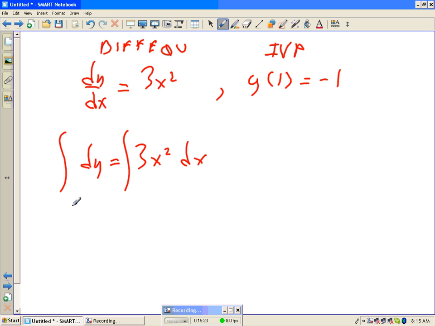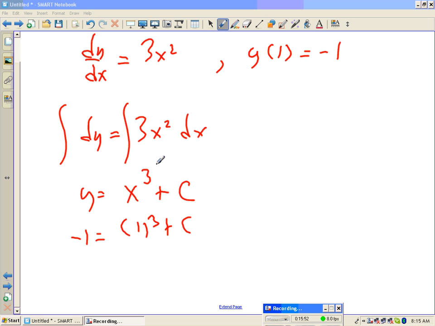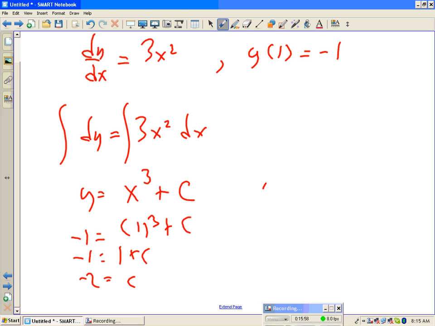You can anti-differentiate. What is the antiderivative of dy? Just y. What's the antiderivative of 3x squared? We just figured it out before. X cubed plus c. How do you get the plus c? Plug it in. This 1 goes where? In place of x. This negative 1 goes where? In place of y. Okay, so negative 1 equals 1 cubed plus c. And so negative 1 equals 1 plus c, so c is negative 2. So what's y? Y is x cubed minus 2.